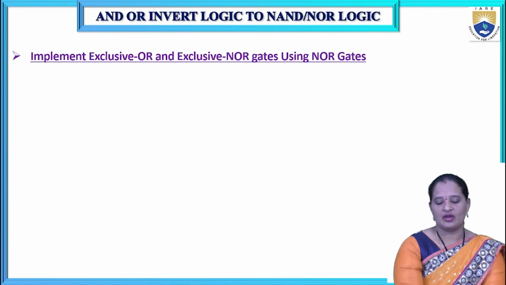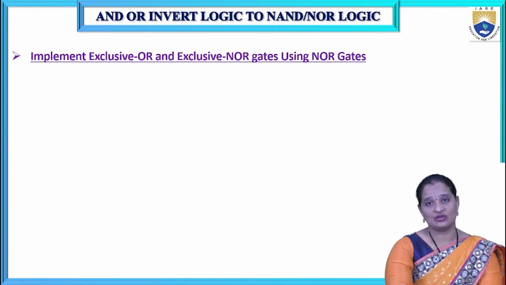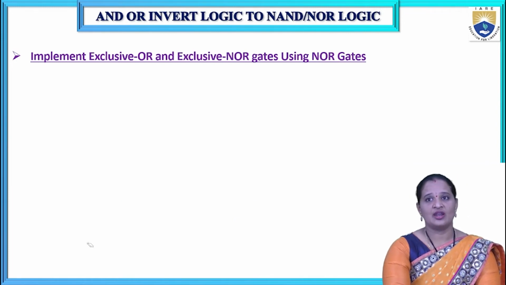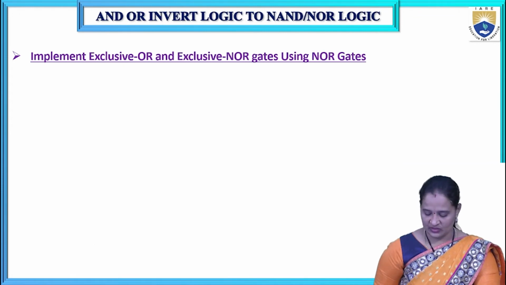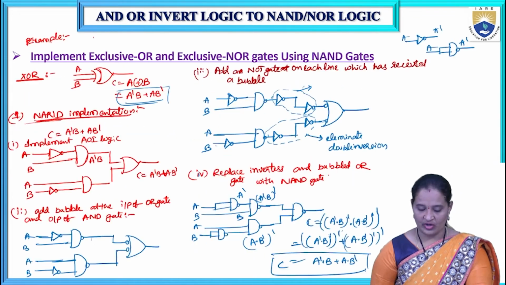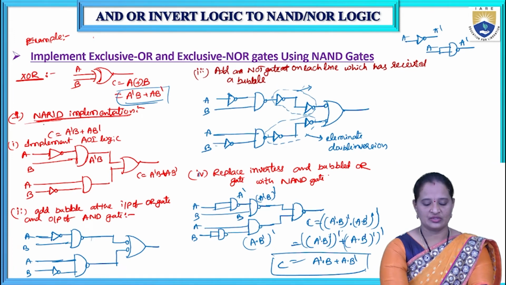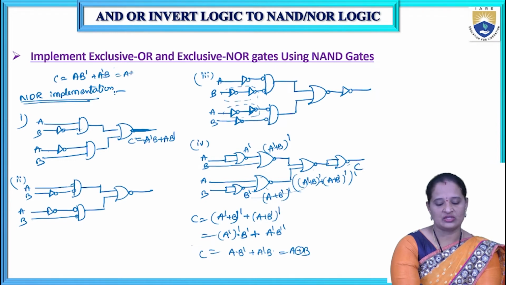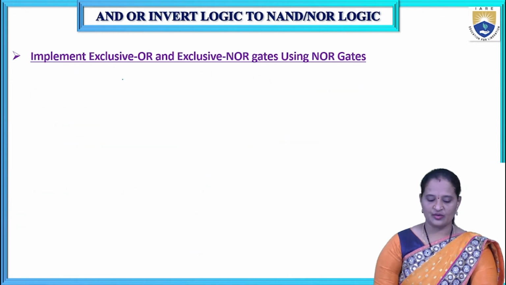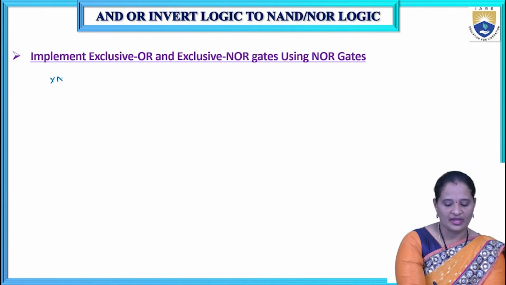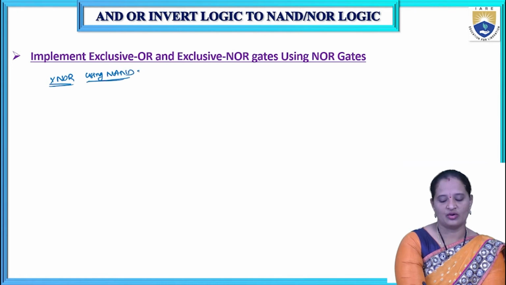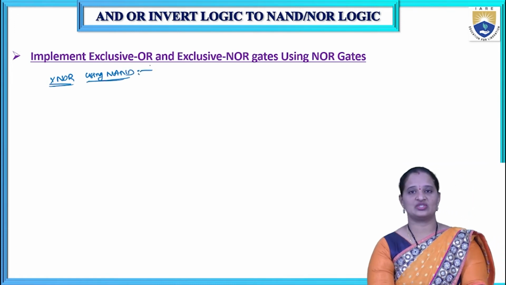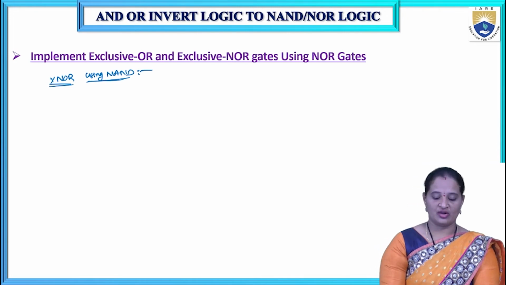Okay, so now we are going to implement exclusive OR and exclusive NOR using NOR logic. So that is what I have told you here. What I have done is I have implemented XOR using NAND and XOR using NOR also. So I'll be telling you the XNOR only. I'll tell you XNOR using NAND, and then you have to do the XNOR using NOR yourself.